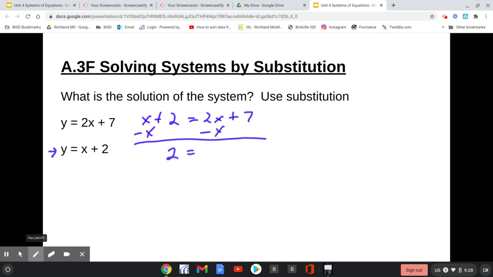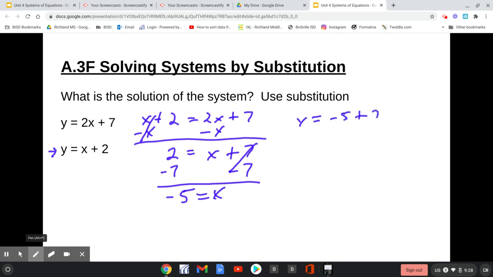That gives me 2 equals 2 minus 1x will give us just x plus 7. And then I need to move the 7 over to this side. And now I know x equals negative 5. Now I can plug the x in to either equation. I'm going to pick the bottom one and solve for y. So y equals x, we know is negative 5, plus 2, and y therefore will equal negative 3. So now we have our solution, which is negative 5 and negative 3.